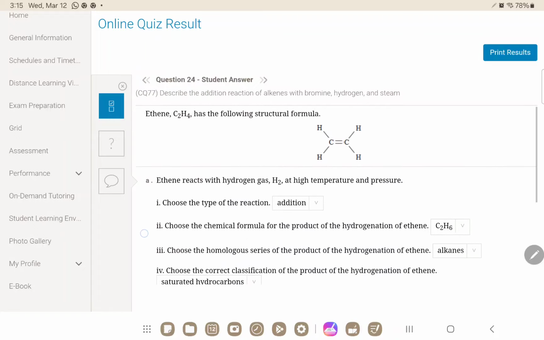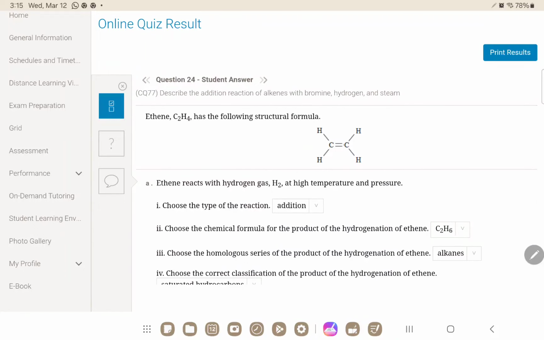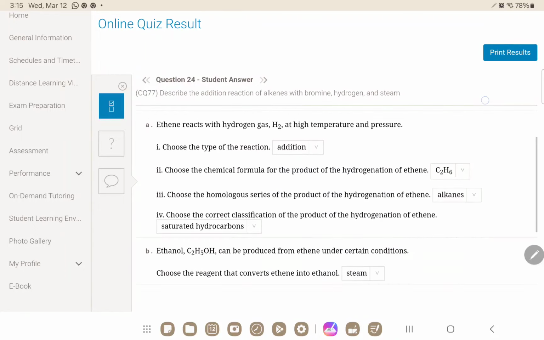Here, this question, we've seen it like a million times. This is an addition because we're breaking the double bond. It's going to form an alkane, because you're adding. This type of addition is called hydrogenation, where you're adding hydrogen. So you're going to add H2 to form this, which is an alkane, and it's saturated because it's an alkane. The reactant that turns ethene to ethanol is steam.